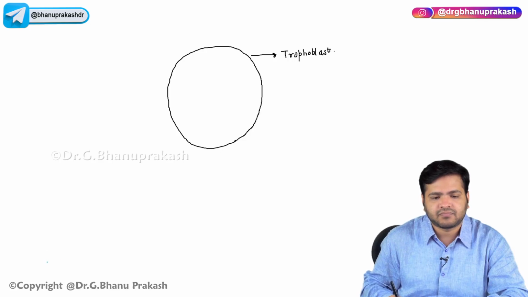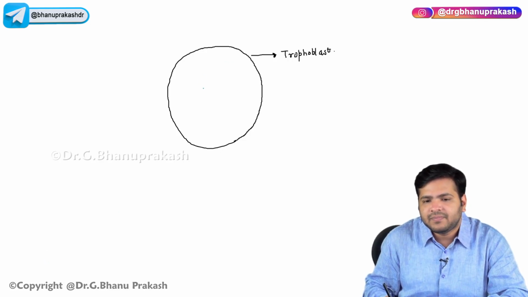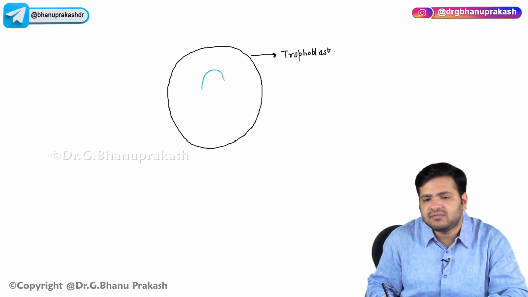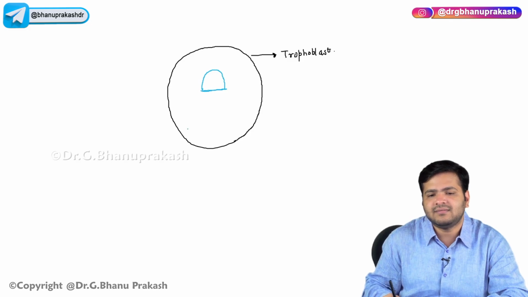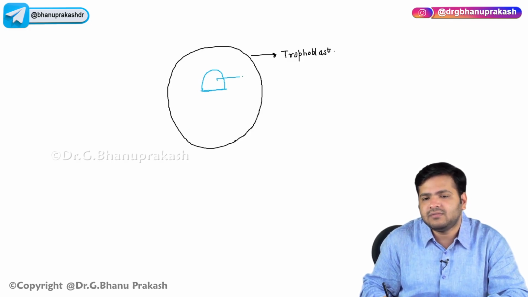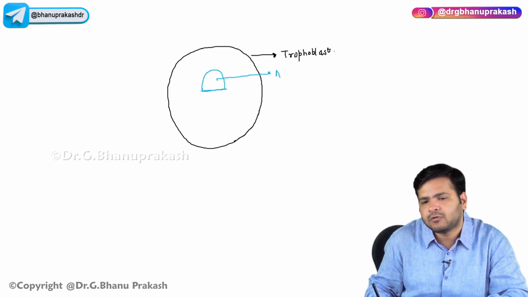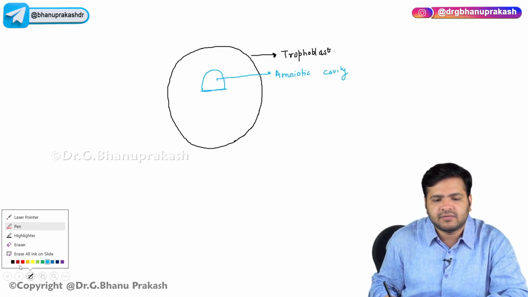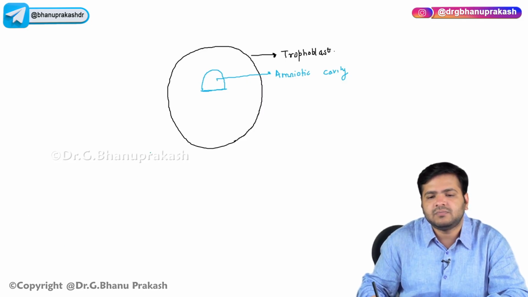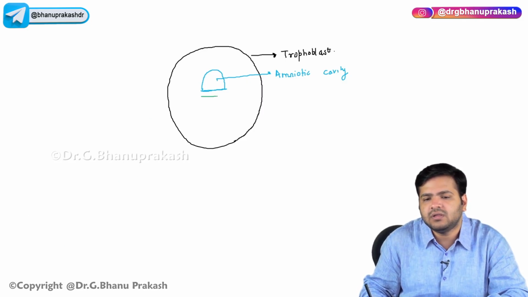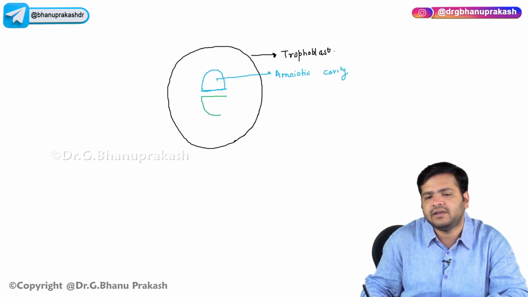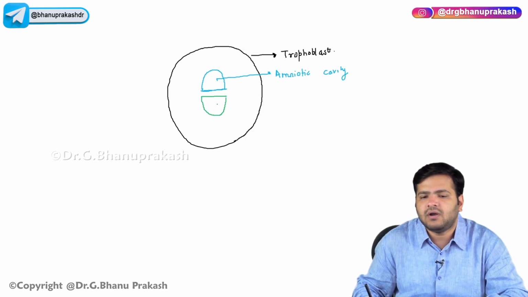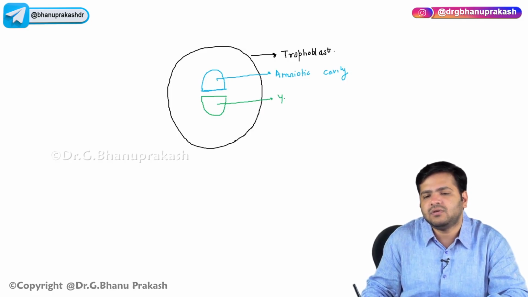So yes, the amniotic cavity along with the embryogenic cells and the epiblast cells, I am representing by this. This is the amniotic cavity. I have drawn it with green color. So please be very clear with the color coding so that it is easier for you to understand later on. So this is called the yolk sac.